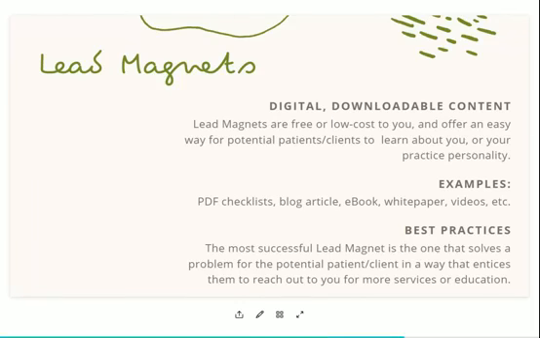Now, here's some examples of some lead magnets. PDF checklists. For a veterinarian, this might be, 10 ways to get rid of dog breath this summer, something like that. That might be a downloadable checklist, which someone might be interested in downloading, and then it would introduce you as an authority on the subject of doggy breath handling.